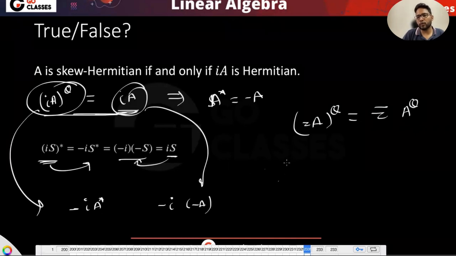You never need to prove in the reverse way. In mathematics, you never need to prove the reverse way. Trust me. Wherever you apply the property at that meeting point, you can say that, okay, we can prove in the reverse way also. So yeah, that is all.